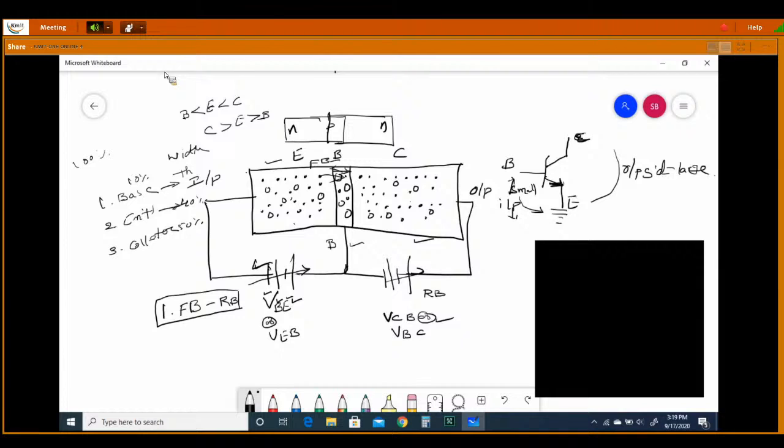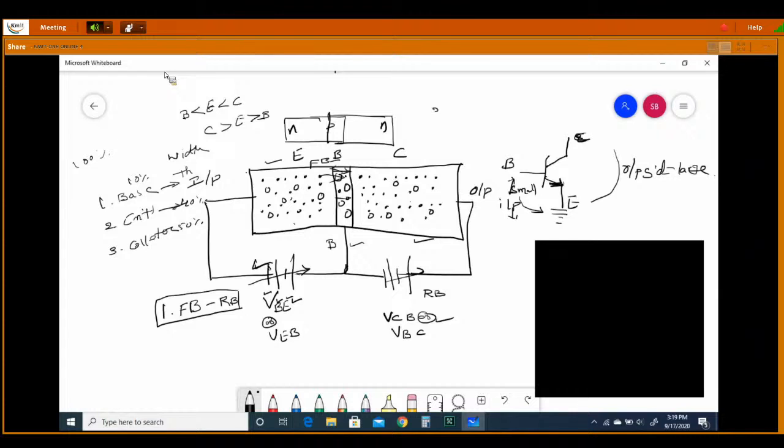Now it has three regions: base, emitter, and collector. Base region has a very low width, and the emitter is moderate, not as low, compared to the collector. The collector has more width.